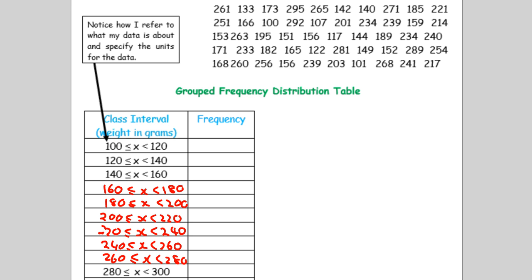Let's try. They were trying to put that into our calculators. What do we put in for the class intervals? It'll be the midpoint. Yeah, that's a good point. It'll be the midpoint.